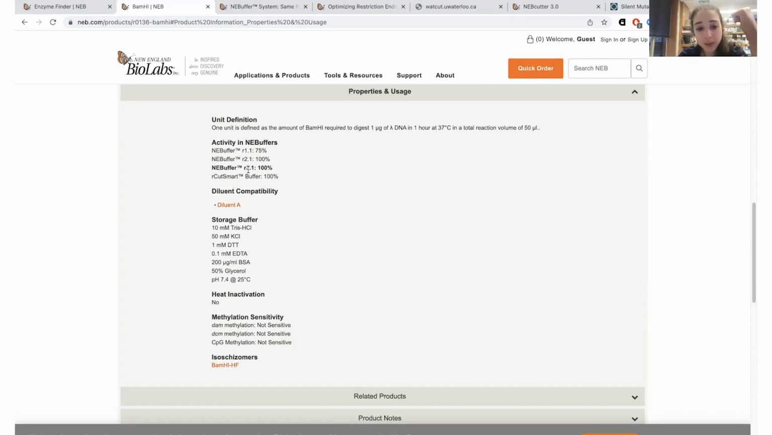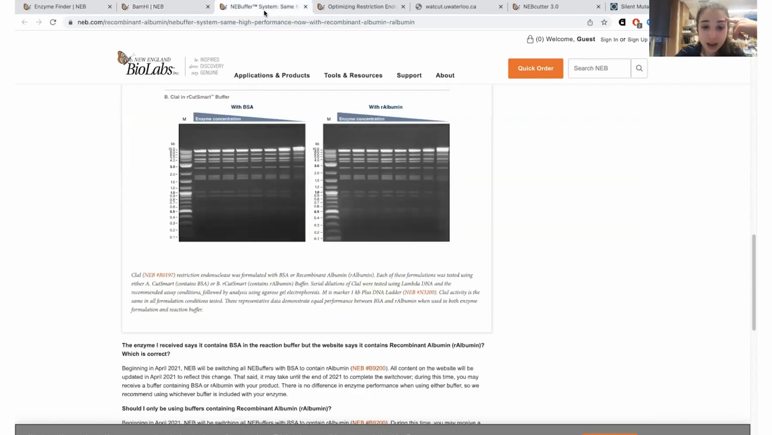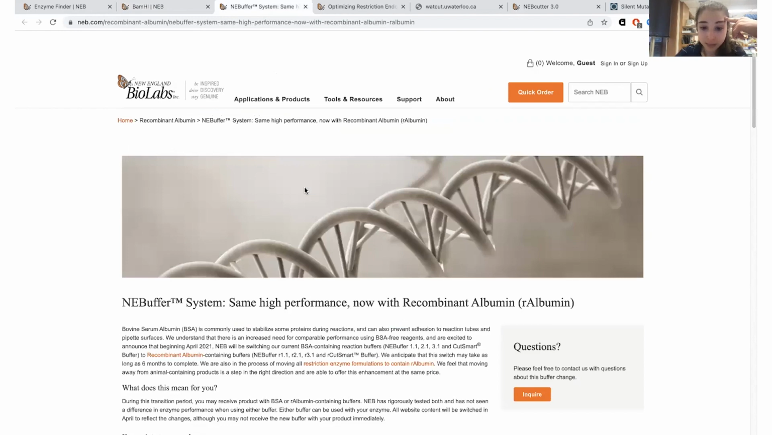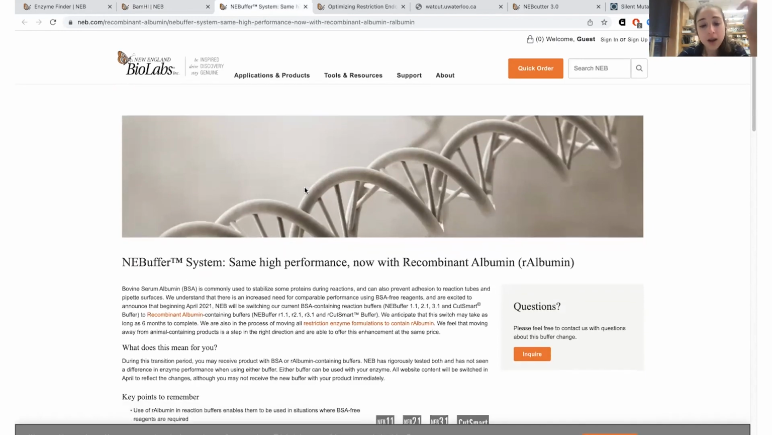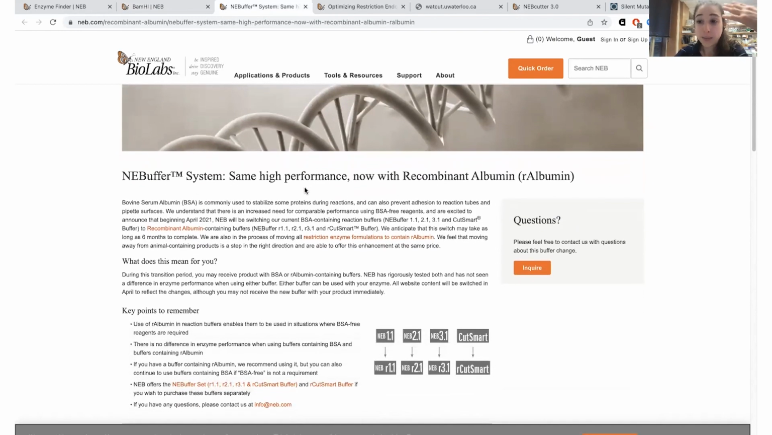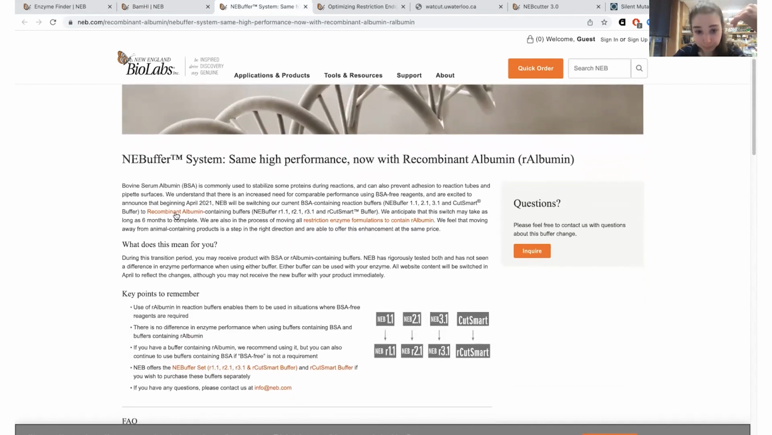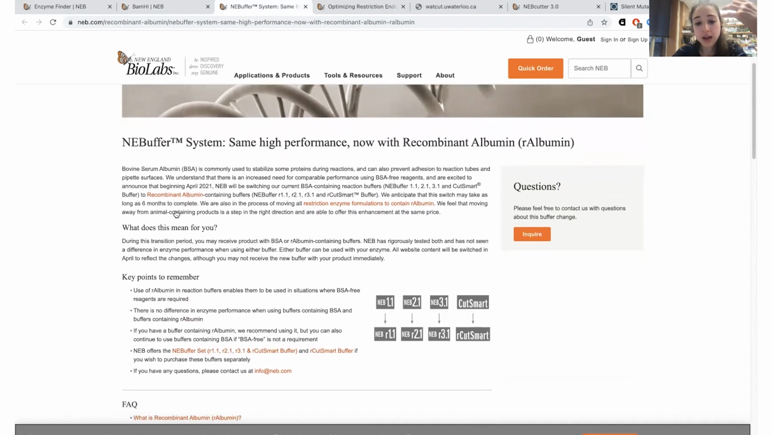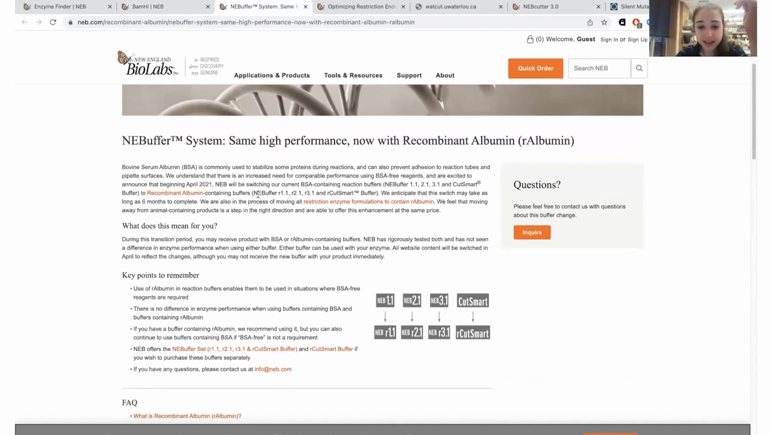So now you might be wondering about this R. This R is for recombinant. Basically, they used to use BSA that was purified from cow, but then you have batch to batch variability, and you could have various issues, and also medical grade concerns, I'm assuming. So they started making their own recombinant albumin.